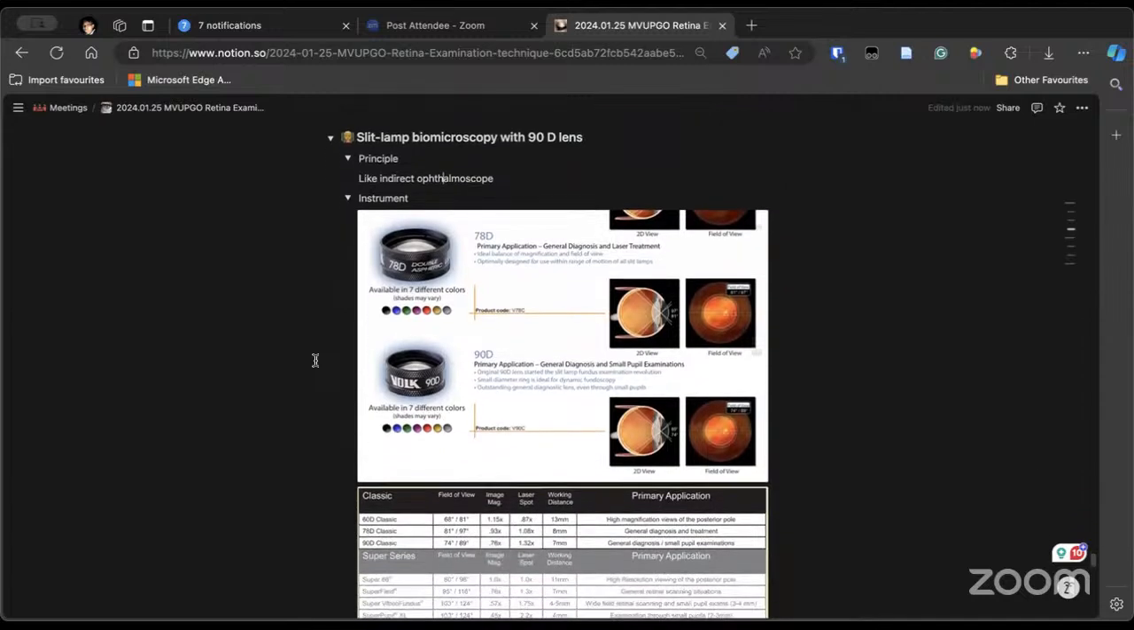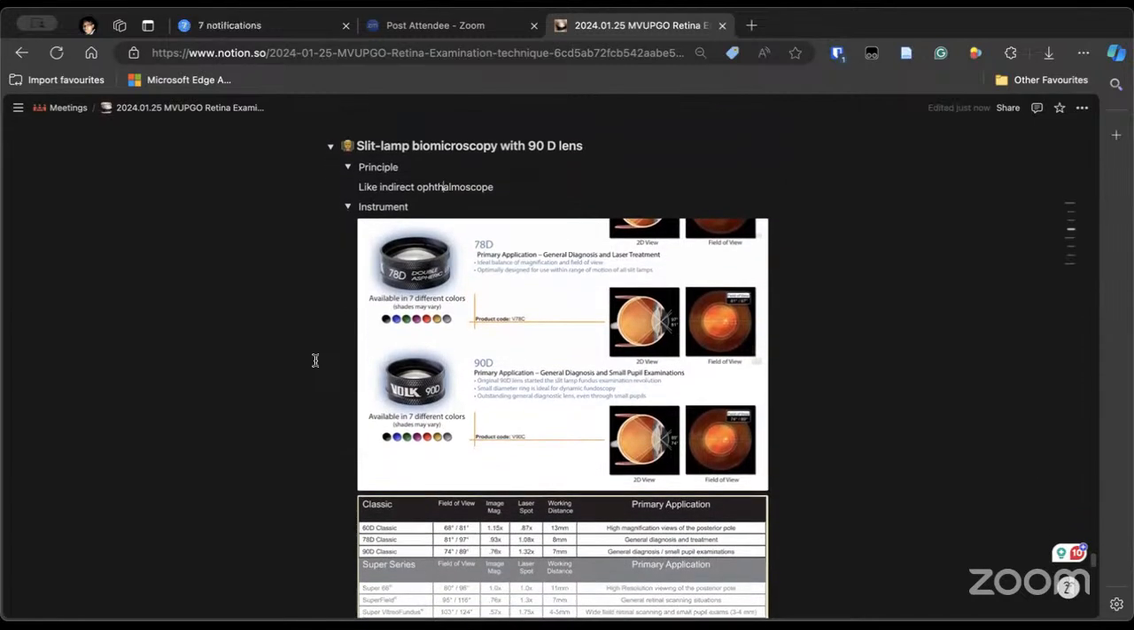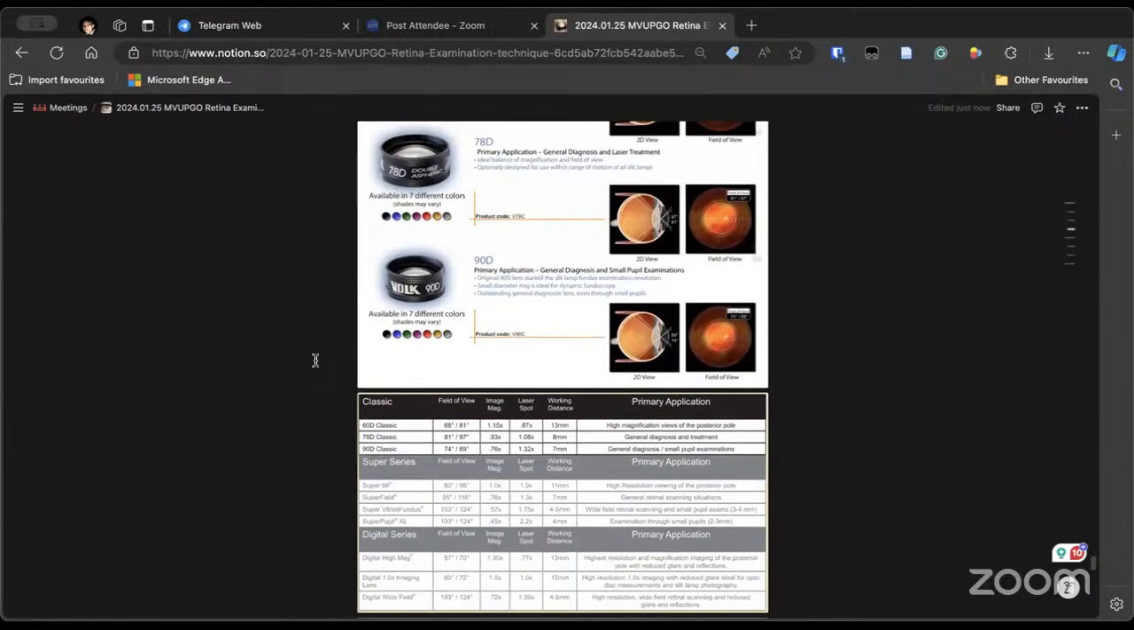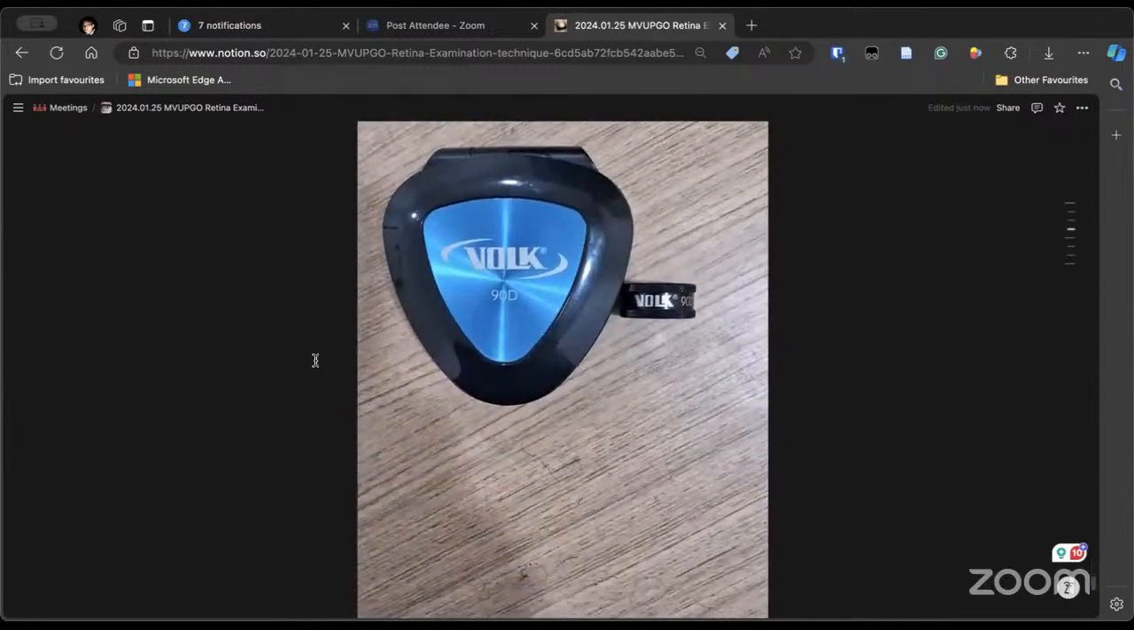Yes, sir. Can anyone tell us what is the image magnification of the 90D? 1.3? No, laser spot magnification is 1.3, image magnification is 0.76. So 1 by 0.76 is 1.32. This is important: the image is actually minified, and when you are putting a laser spot, it is magnified. So remember about plus 90D and 78D only. So this is the lens.